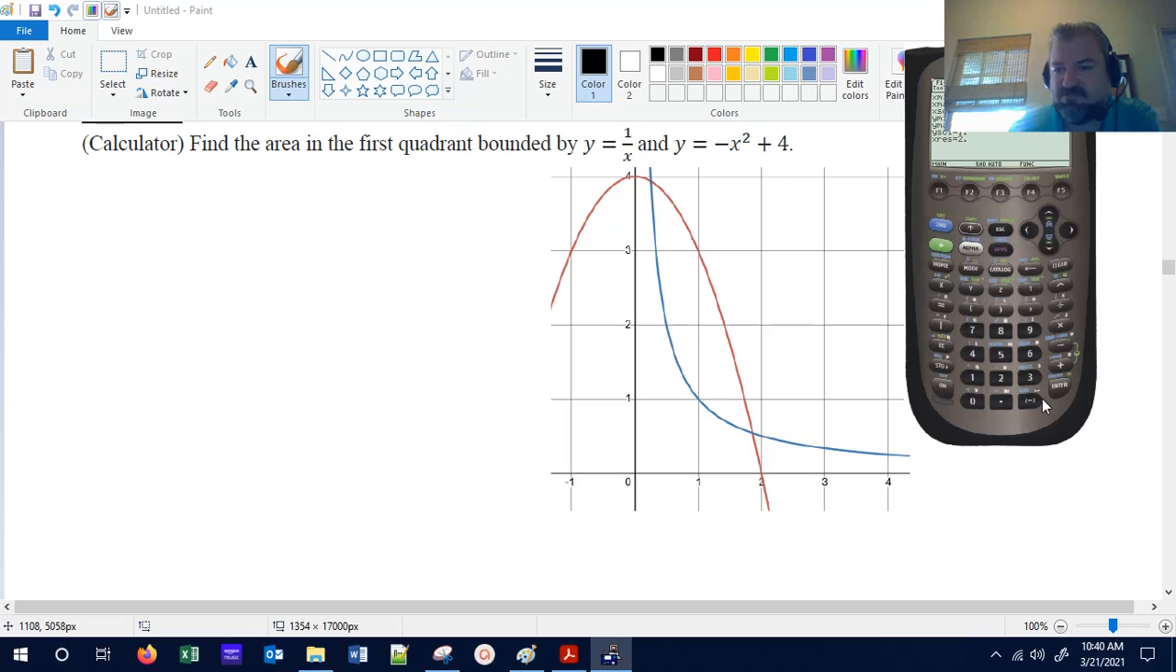The scale, you never have to worry about the scale. That's just what the tick marks go by. It doesn't affect anything. Negative 1 for the min. We've got too many negatives. And we'll go to 4 on the max. Oh, I need to give myself a little bit more room because I'm going to get an intersection. So I'll say 5. And let's take a look at the graph.